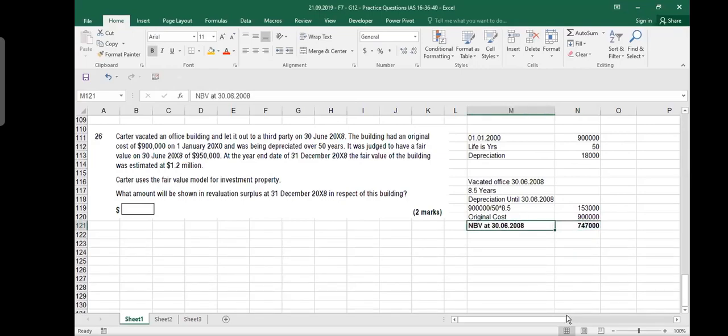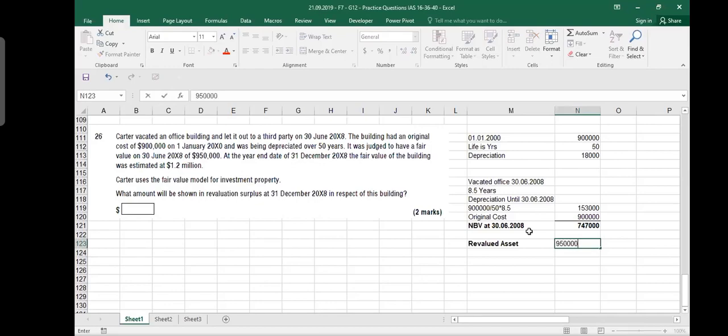So do you understand my point? What I'm doing? I got the office for 900,000. I depreciated it for 8.5 years. So my asset is 900,000. My depreciation is 153,000 for 8.5 years. So my net book value on the date of vacation, 30th June 2008, was 747,000. And what did we do? We revalued the asset. What was the value on this date? The revaluation value of 950,000. So how much revaluation did you do? 203,000. So the increase in the value was 203,000. This is one point you remember.